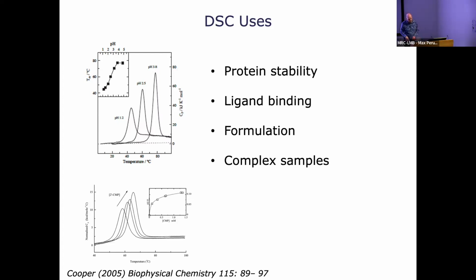So what do we use it for? Well, we can do protein stability here, or we can do ligand binding. Down at the bottom there is a small nucleotide binding onto a protein. And as you can see, as you add more and more of that in, there's increasing stability. So it's not only used for simple purified proteins, but it's used a lot in, say, formulation when you have antibodies that need to be at very, very high concentrations. And it can be used in very, very complex samples, which I'll show you in a second.